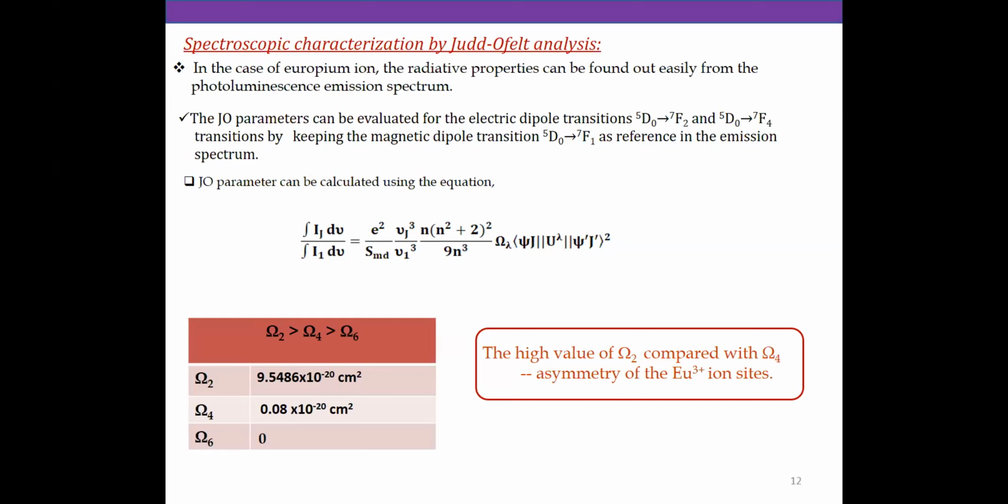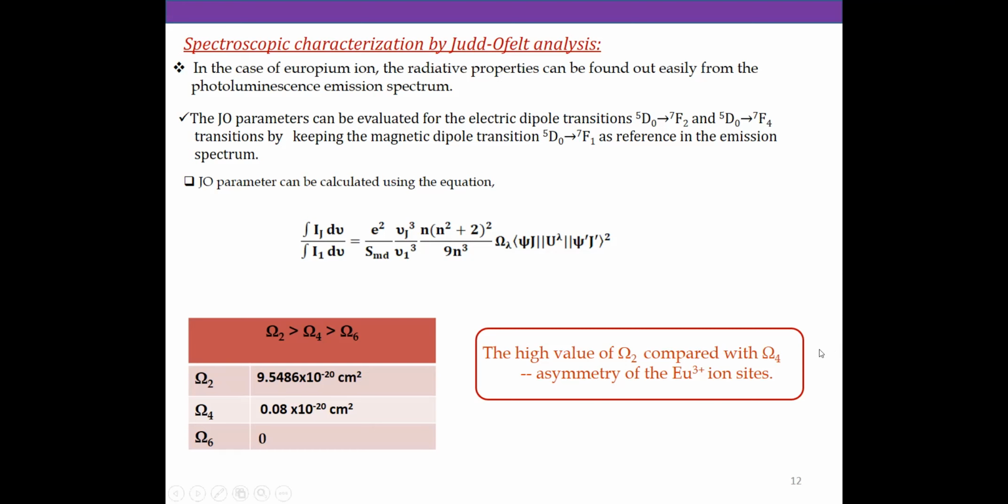For that, we have used the emission peaks, that is the 5D0 to 7F2 and 5D0 to 7F4 transitions of the europium ion. These are electric dipole transitions, and we kept the magnetic dipole transition 5D0 to 7F1 as a reference line, and we have evaluated the JO intensity parameters, and they are found to be in the order omega 2 greater than omega 4 greater than omega 6. Here we can see that a high value of omega 2 is obtained, which indicates that europium ions are situated in the tungstate host in an asymmetric site. Next slide, please.